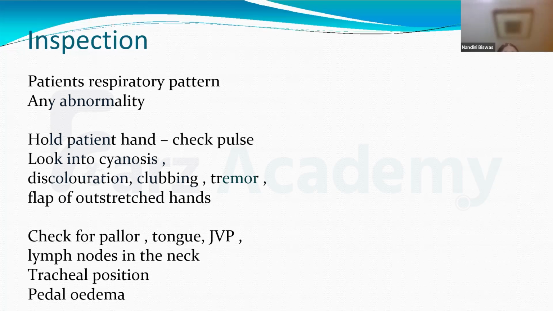Then check for pallor. Pull down the eyelids. Tell the patient that you're pulling down the eyelids. Ask the patient to open the mouth. Check into the tongue, back of the tongue, and the inside of the mouth.